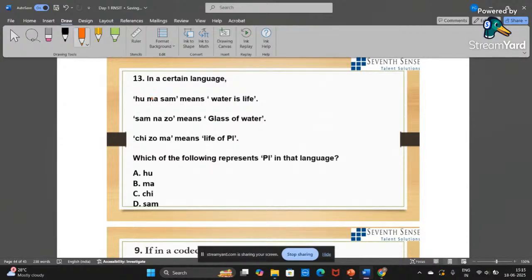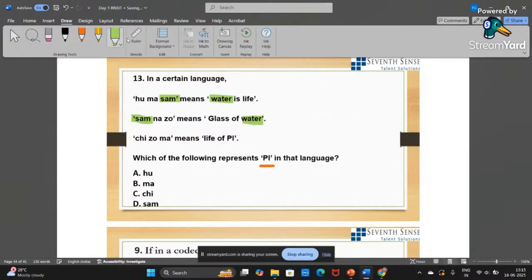In a certain code language, Ma Sam means water is life. Sam na zo means glass of water. Chi zo ma means life of pi. You need to find how pi is coded in this language. First we have to compare water with water. Water is there in both, so the common code word is Sam. That means water is equal to Sam.